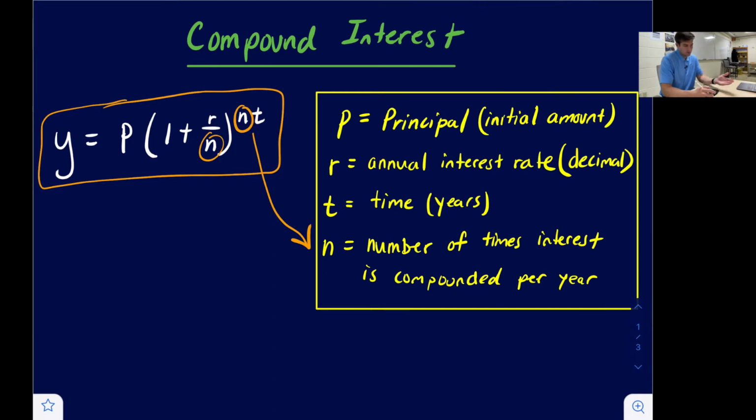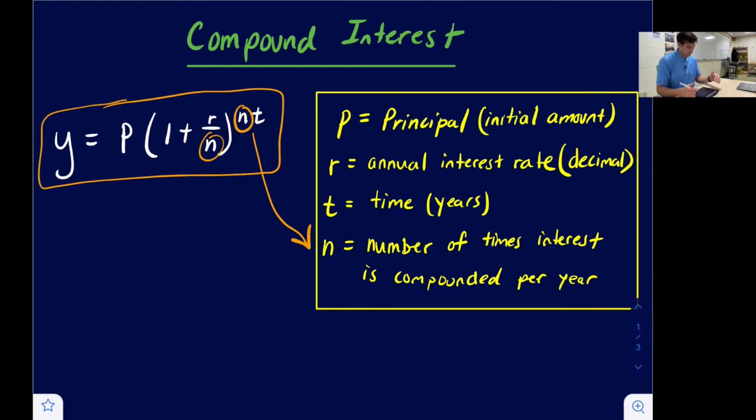So this could be compounded monthly, it could be compounded semi-annually, it could be compounded quarterly. There's different options there. If perhaps the interest is only compounded once per year, then basically this equation just becomes our exponential growth equation because we would substitute 1 in for n. So it would just become p times 1 plus r quantity raised to the t power, which is just our exponential growth equation.